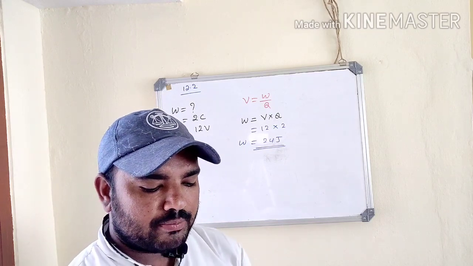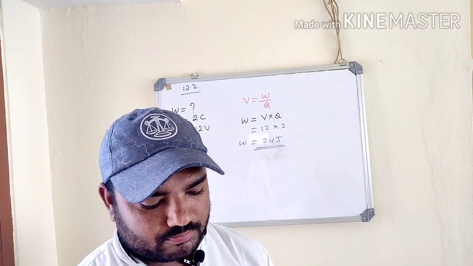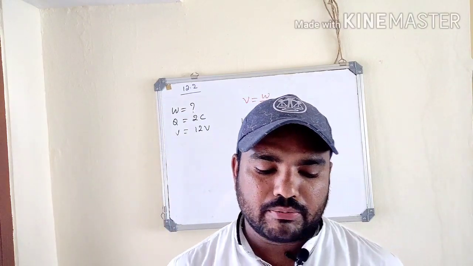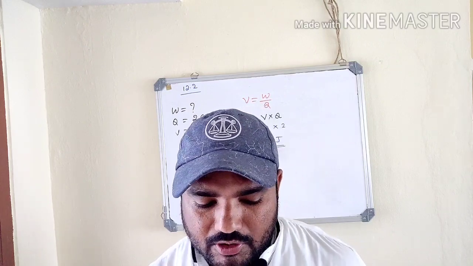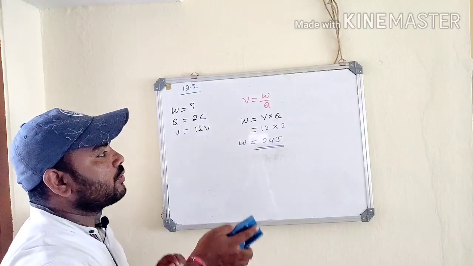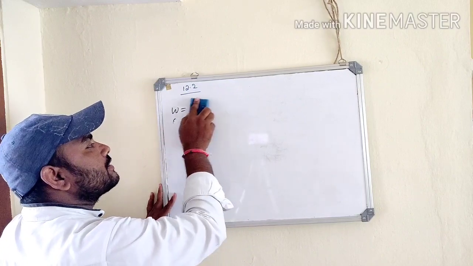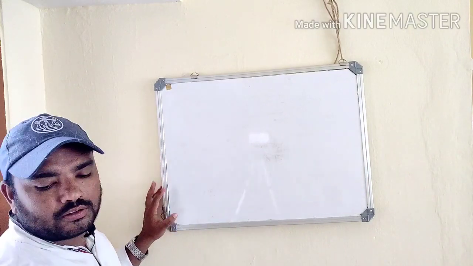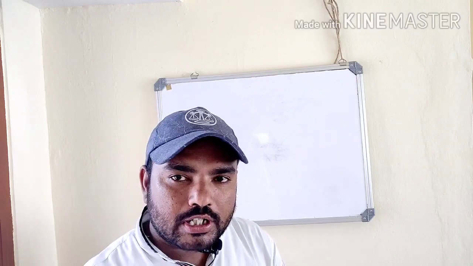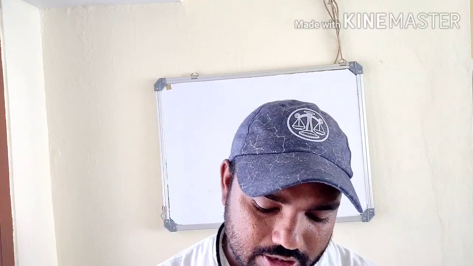The next numerical will be based on the concept of potential difference, or it might be Ohm's law. Over the Ohm's law concept, let me solve the numerical now. As you all know, what does Ohm's law suggest, children? What is the statement of Ohm's law? The current flowing through the conductor is directly proportional to the potential difference across its ends or terminals, provided the temperature remains constant, children.